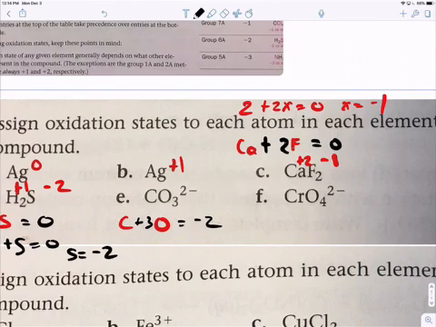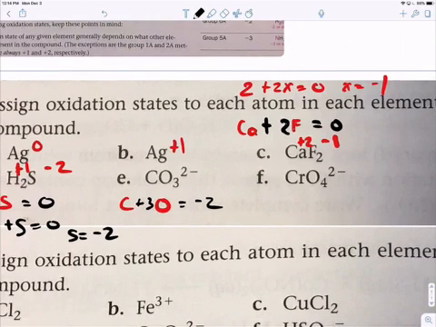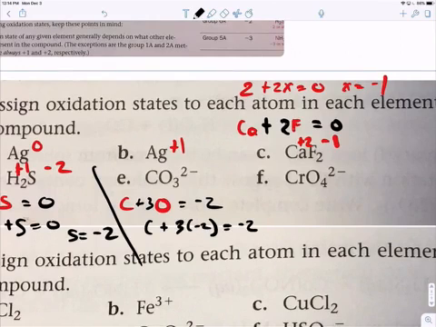And then following the rules on the chart, oxygen tends to be -2. So carbon plus 3 times -2 equals -2. And 3 times -2 is -6. 6 on both sides, -2 plus 6 is +4. So carbon here is +4 and oxygen is -2.